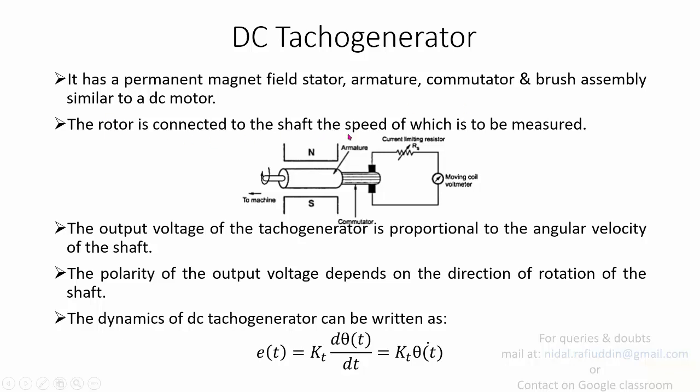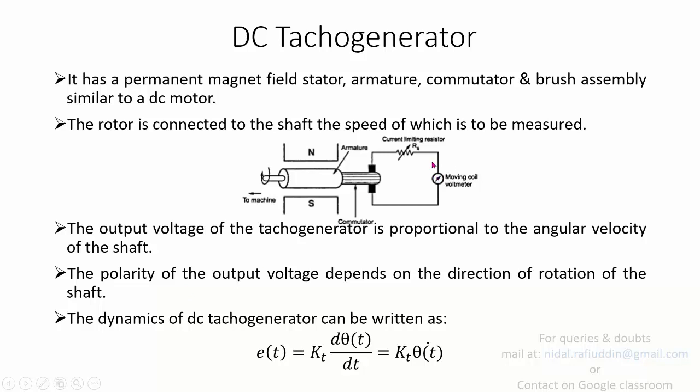So the rotor is connected to the shaft, the speed of which is to be measured. The output voltage of the tacho generator is proportional to the angular velocity of the shaft. So the voltage that we'll be measuring over here will be proportional to the shaft speed, the speed with which the shaft is rotating. The polarity of the output voltage depends on the direction of the rotation of the shaft. So this is one thing which is important in case of DC tacho generator.